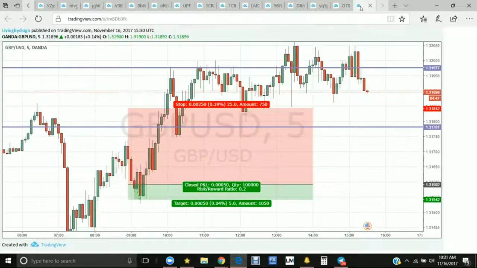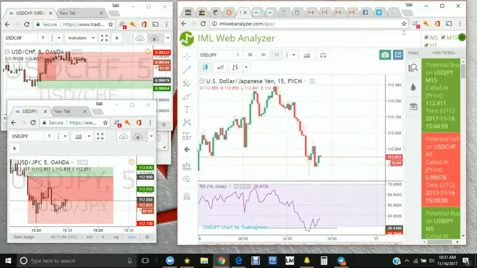Here's GBP USD. It came in, it wicked our take profit, then the news happened and off it went. So this one ended up hitting my stop loss. But I only had 2 that hit stop loss. Okay, so now that you see all of that, I've been watching UJ.